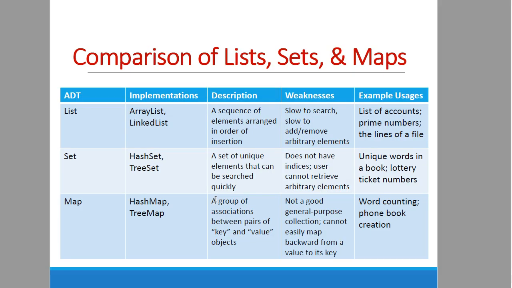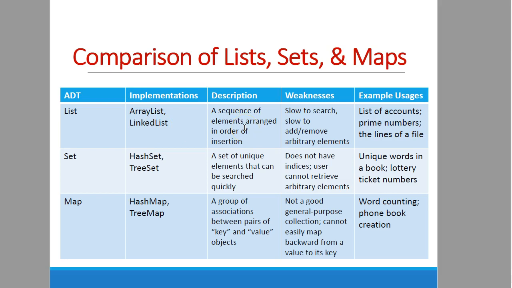So here's a comparison of the data types. So list, we've already talked about array list and linked lists. The array list looks just like a regular array. The linked list is a whole bunch of boxes connected together. So an array list is slow to search, but if you want to access an item by index, the array list is fast, but the linked list is not. Slow to add and remove arbitrary elements. So if you want to add onto the end of an array list, that's easy. If you want to add into the middle of a linked list or delete from the middle of a linked list, that's okay.